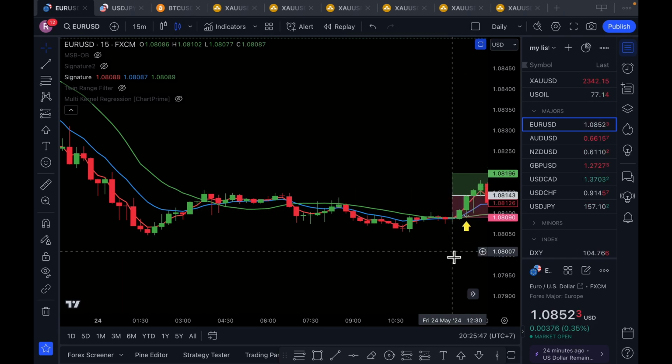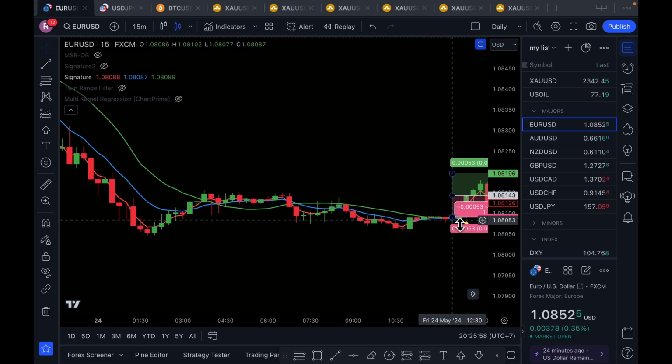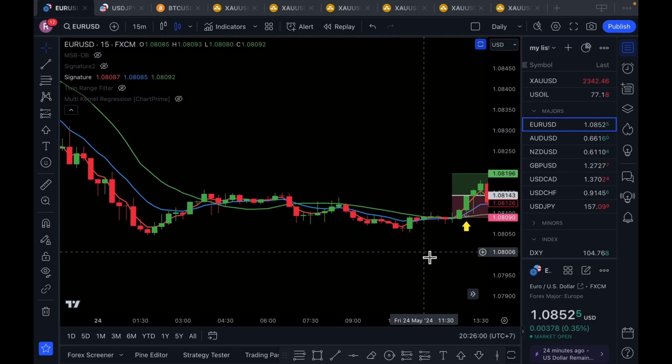But that's not enough. I prefer a 1-to-2 risk to reward ratio, so that if I lose 3 trades out of 5, I will still end up with a profit. So I've got to decide, is this stop loss adequate? Is this what I'm willing to risk?